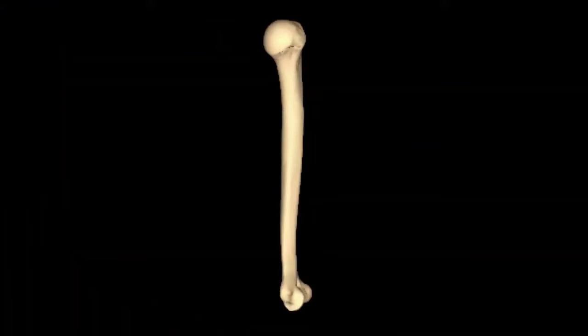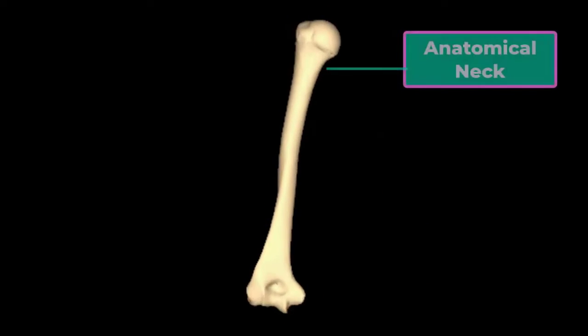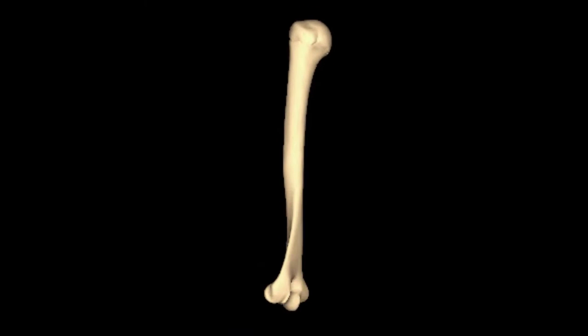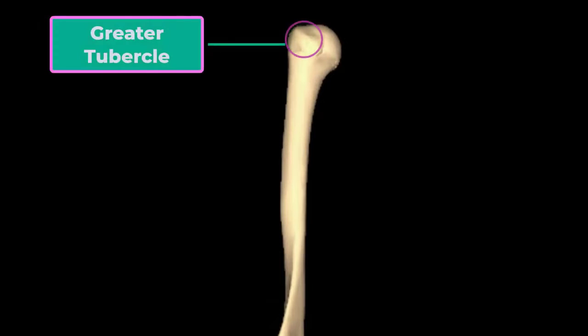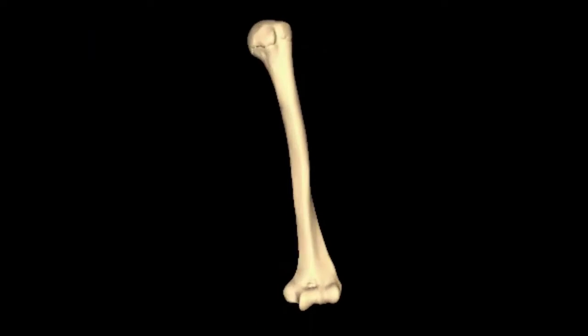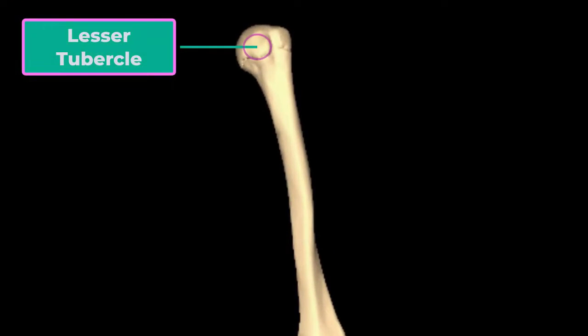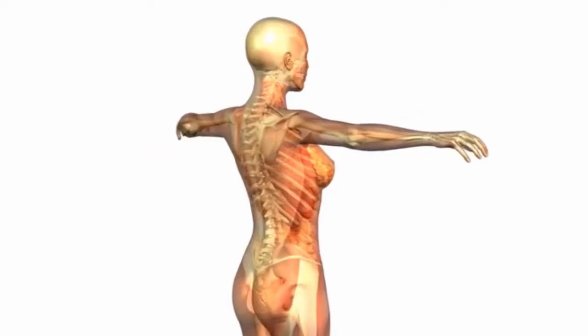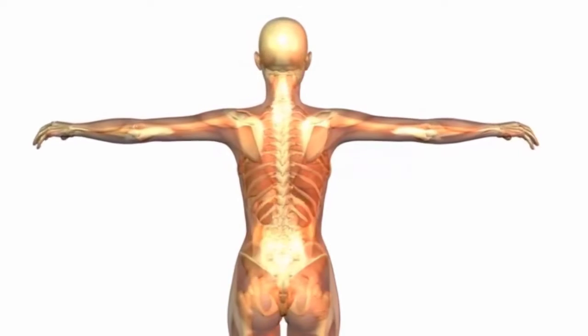The margin of the smooth area of the head is the anatomical neck of the humerus. Located on the lateral side of the proximal humerus is an expanded bony area called the greater tubercle. The smaller lesser tubercle of the humerus is found on the anterior aspect of the humerus. Both the greater and lesser tubercles serve as attachment sites for muscles that act across the shoulder.